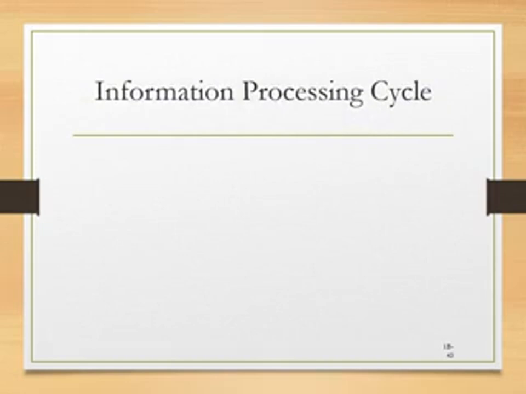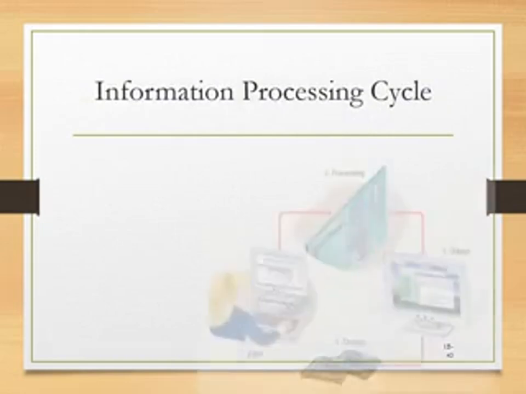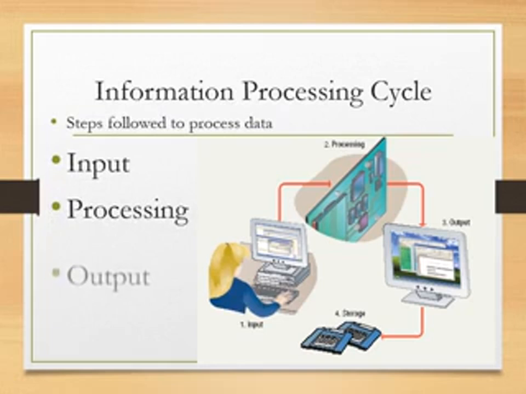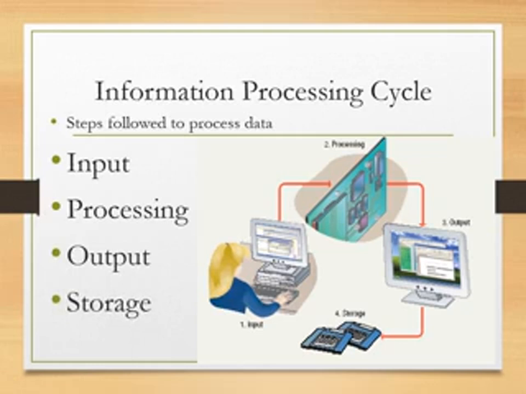Now the information processing cycle: what we've said here is steps that are followed for information to be processed. The computer will receive the input, process the input, and then give you back what has been processed. You decide whether to store it or not. So you are the one inputting it, it processes, and then it's made visible, then you store it. So these are the steps that are followed in the data processing cycle.